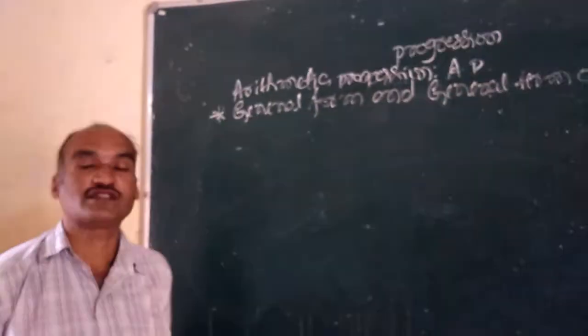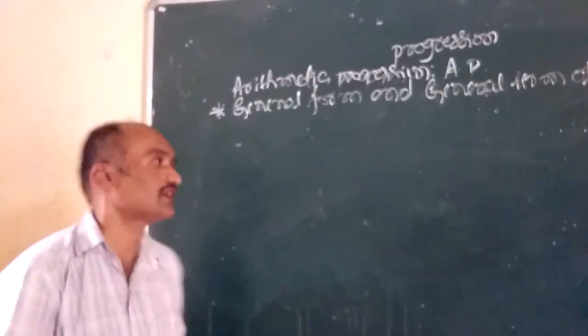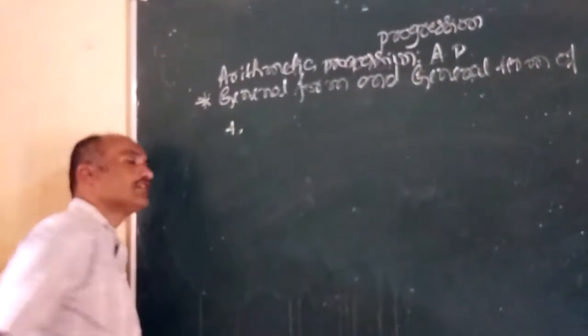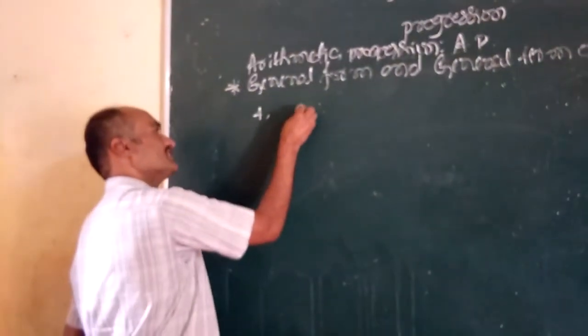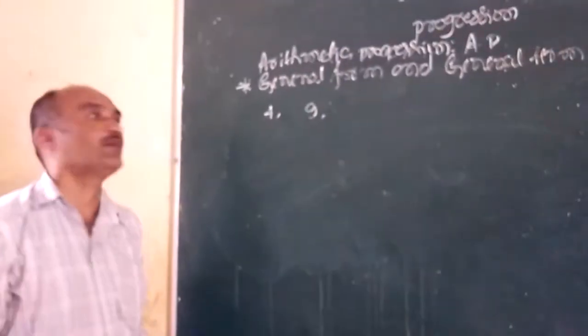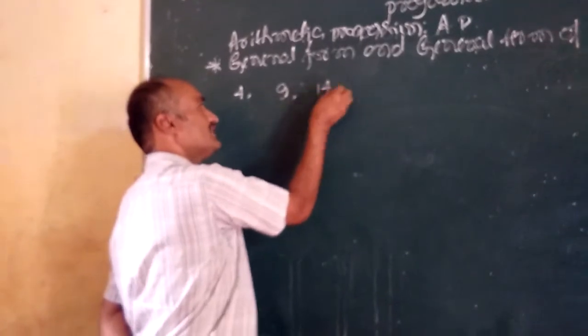For the general form and general term of an arithmetic equation. How will an arithmetic equation be in general form and general term? We'll take an example. Take 4. To 4 you add 5. What will you get? You get 9. To 9 you add 5, so you get 14.